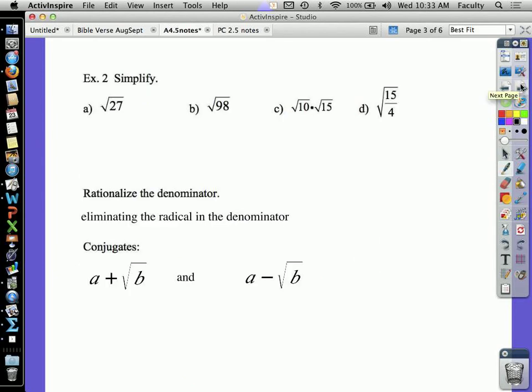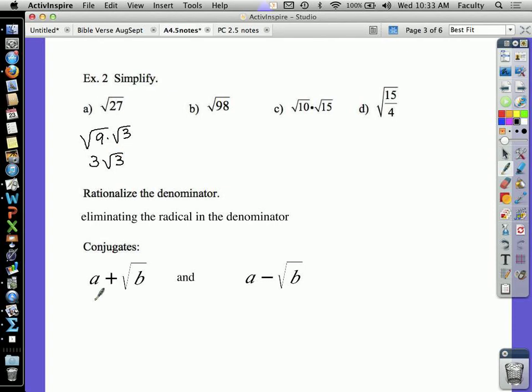Okay, so now let's look at example 2. Letter A, the square root of 27. What's the biggest perfect square factor that will go into 27? 9. So we'll make it the square root of 9 times the square root of 3. So that's 3 square root 3.